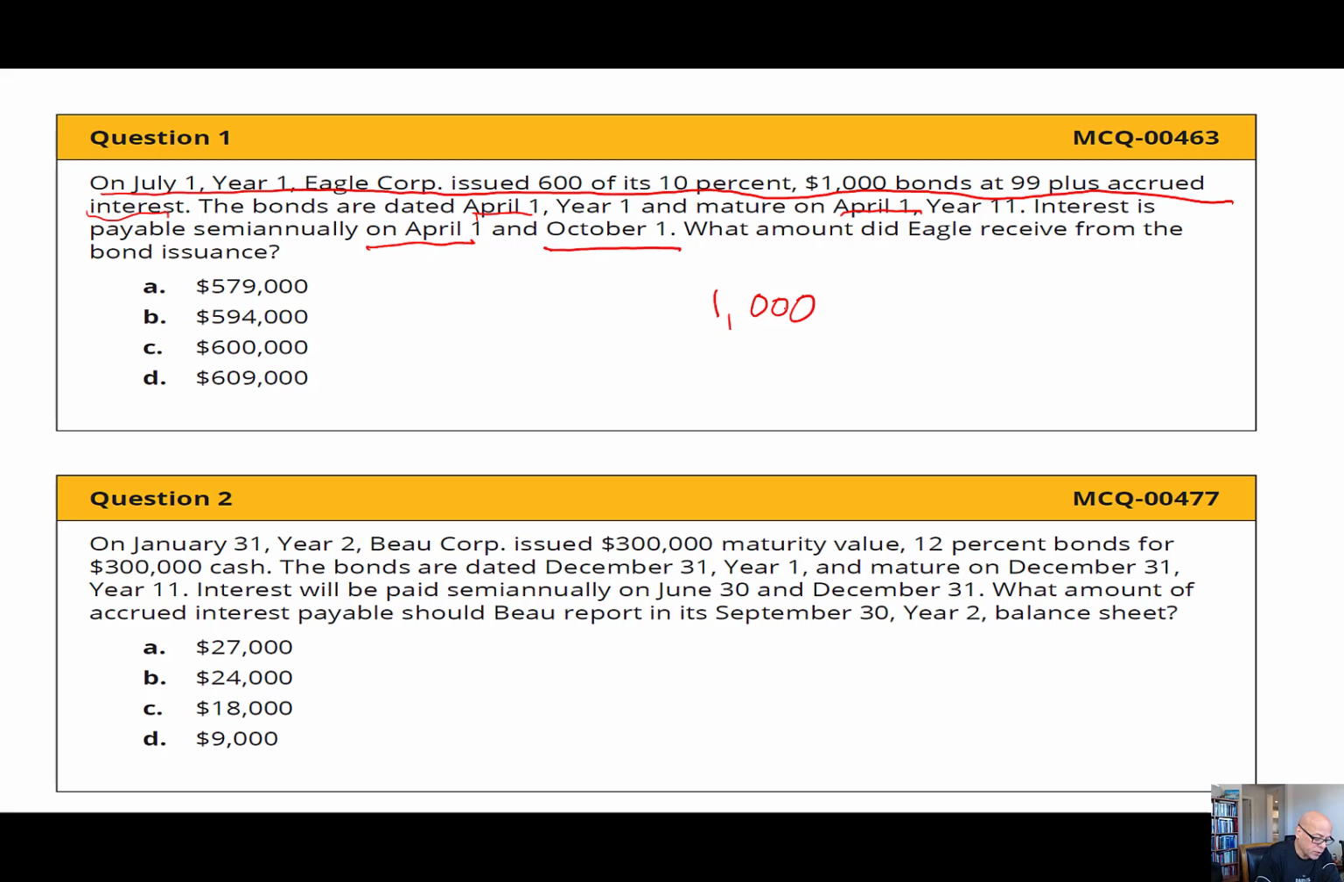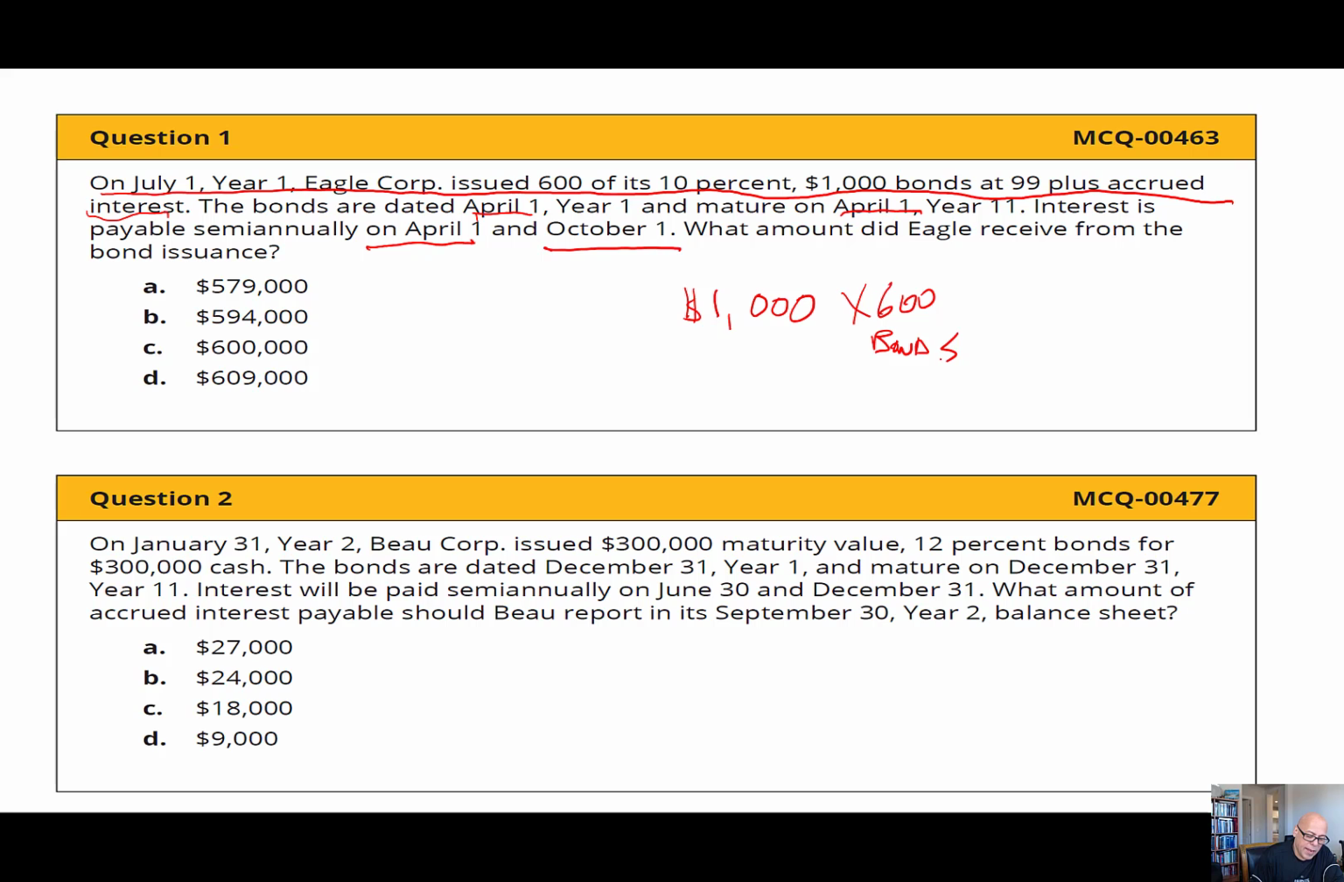Okay, because they issued July 1st. All of April, they paid interest on April. That would have covered the 6-month period between the last interest payment on October 1st and April 1st. Now we have to accrue interest for April, May, June, and then they issued it on July 1st. Okay, so it's $1,000 each bond. Okay, they issue 600 bonds.